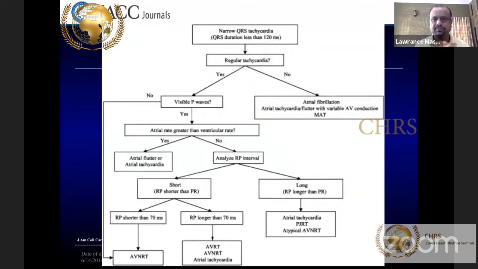This slide may look a little complex, but it's a very simple algorithm. I'll go through this. The moment you see a narrow QRS tachycardia, that is QRS duration less than 120 milliseconds, you look at the regularity. If you see the tachycardia is irregular, then you are talking about atrial tachycardia, atrial fibrillation, or atrial flutter with a variable block. So your differential diagnosis becomes easier the moment you see an irregular narrow QRS tachycardia.